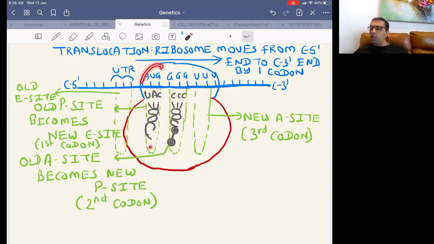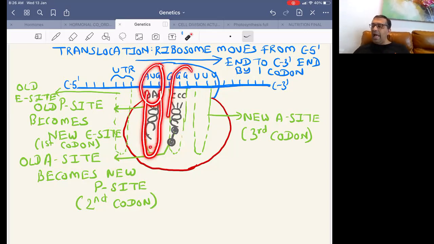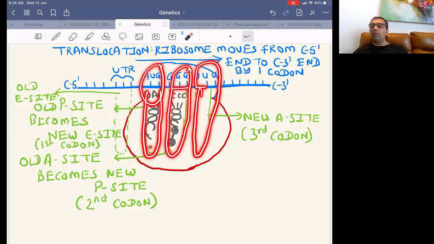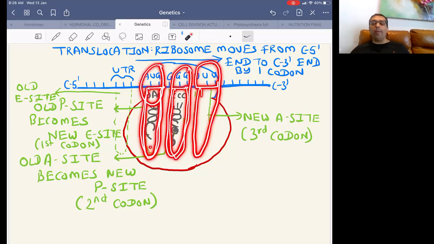The E site corresponds to the first codon. The P site corresponds to the second codon. And the A site corresponds to the third codon.